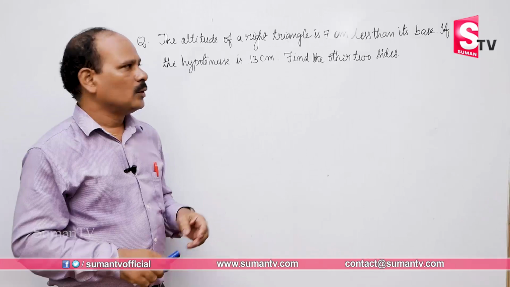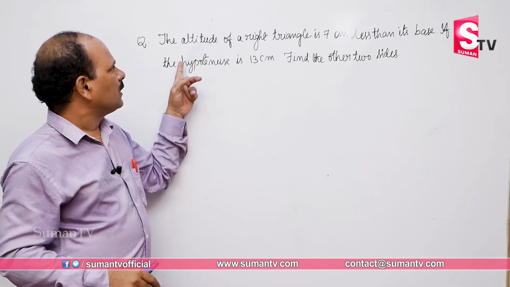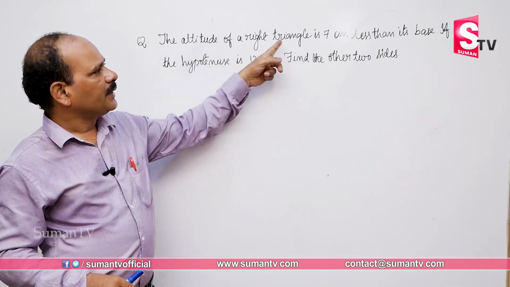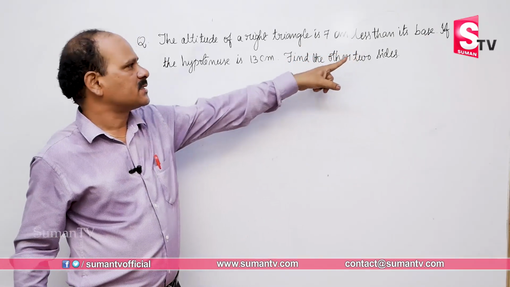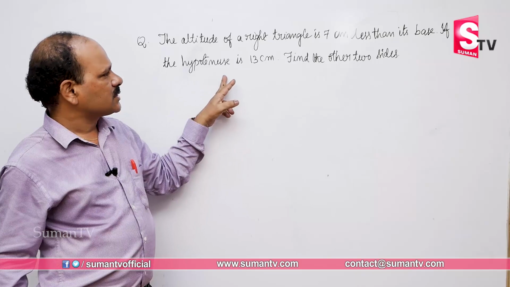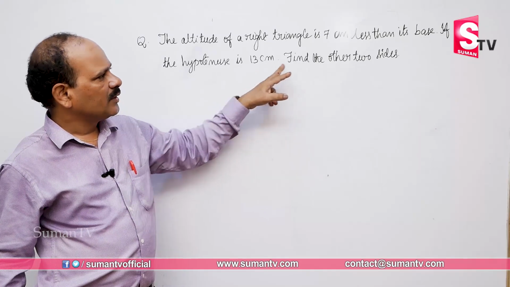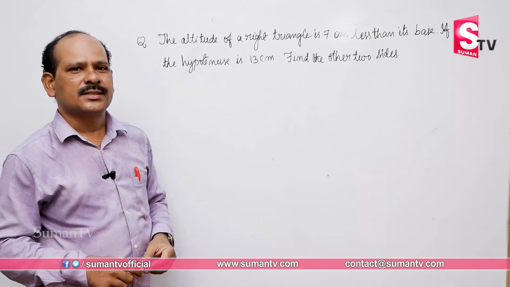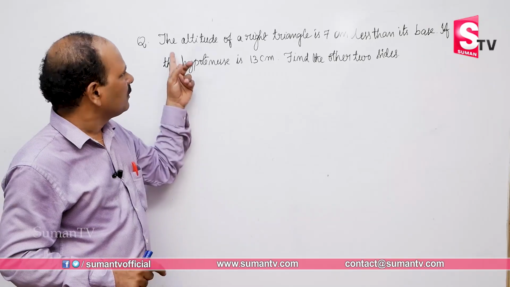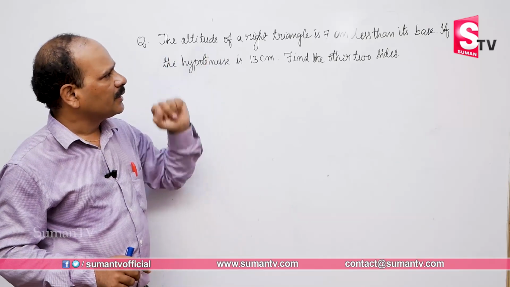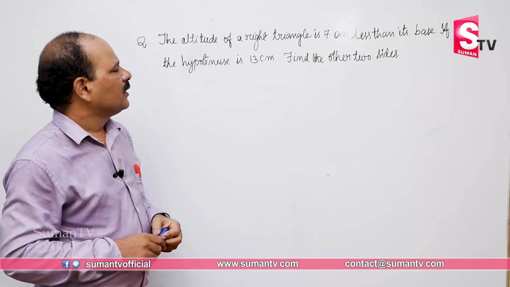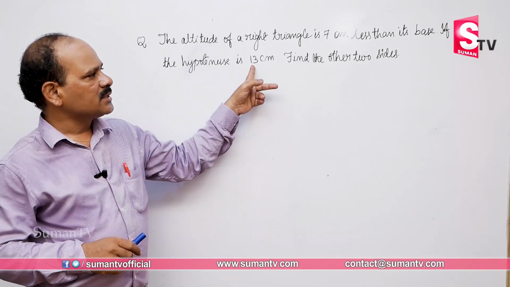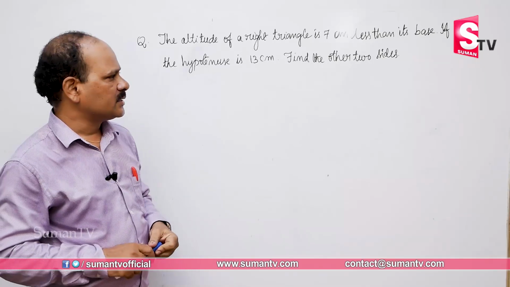Okay, look at this question. The altitude of a right angle triangle is 7 centimeters less than its base. If the hypotenuse is 13 centimeters, find the other two sides. Once again, I will repeat the question. The altitude of a right angle triangle is 7 centimeters less than its base. If the hypotenuse is 13 centimeters, find the other two sides.